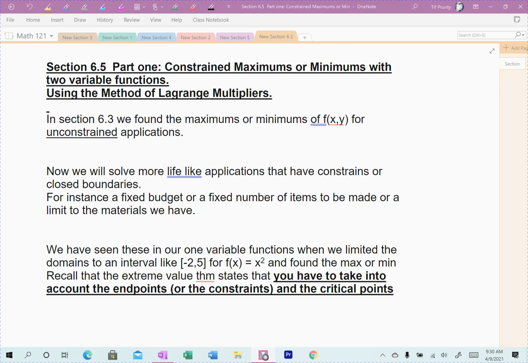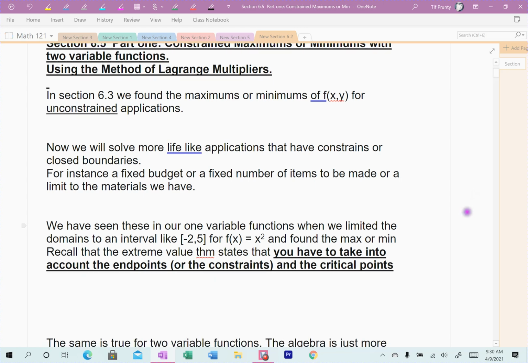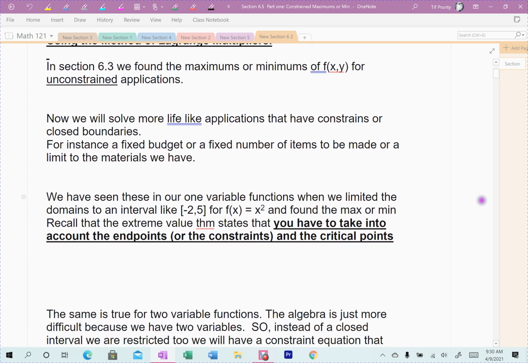We use the D-test for concavity to determine if my critical values are maximums or minimums, using that test to see if it's concave up, concave down, turns up, turns down. In 6.5, it's the other case. It's the case where we have the closed interval case. All right. So, there's a special method that we use called the method of Lagrange multipliers.